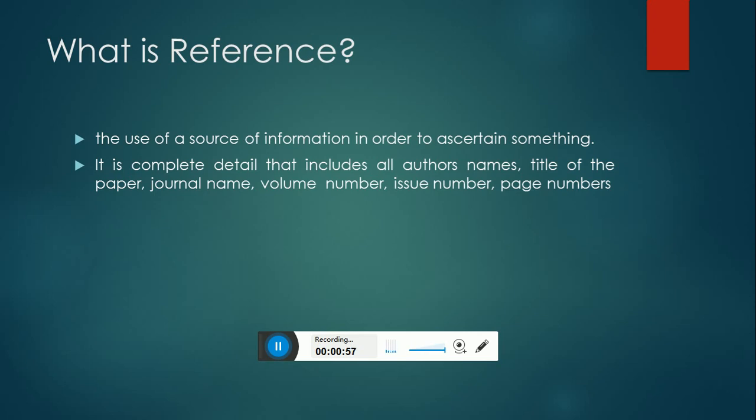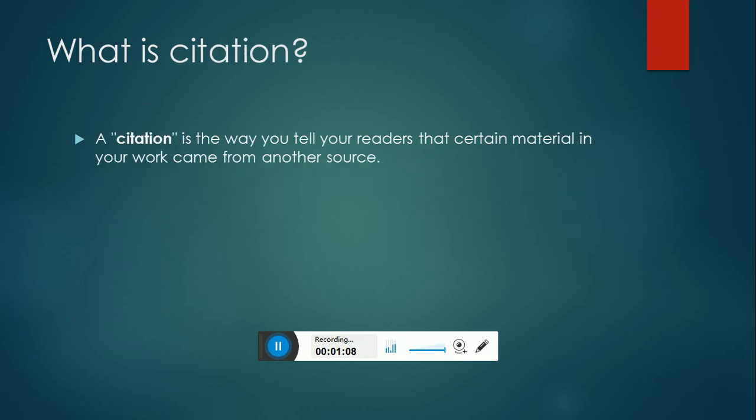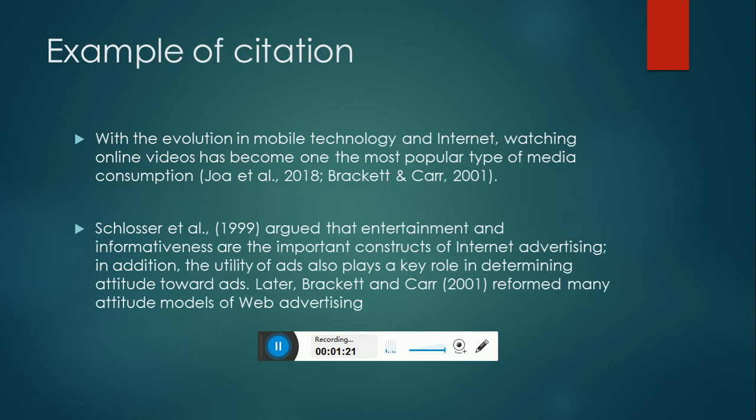All right, so this is basically a complete detail of that particular citation that you have quoted in your thesis. So what is a citation? Basically, a citation is the way that you tell your readers that certain material in your work came from another source. So now let's begin with the examples of citation and referencing to make things clear. These are the examples of citation.